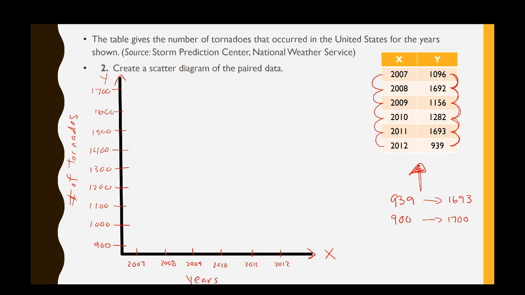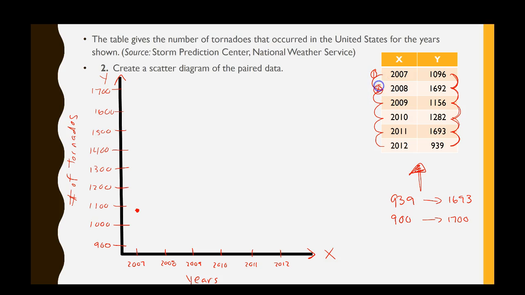So now that I have this scale, I can go ahead and plot my points. So we'll start up here at the first one. So 2007 was about 1096. So I would come up here. So that's 1000. I'm not quite at 1100. So I'm going to put my dot about right there. And again, I'm estimating, I'm guesstimating, using kind of reasoning to place that dot.